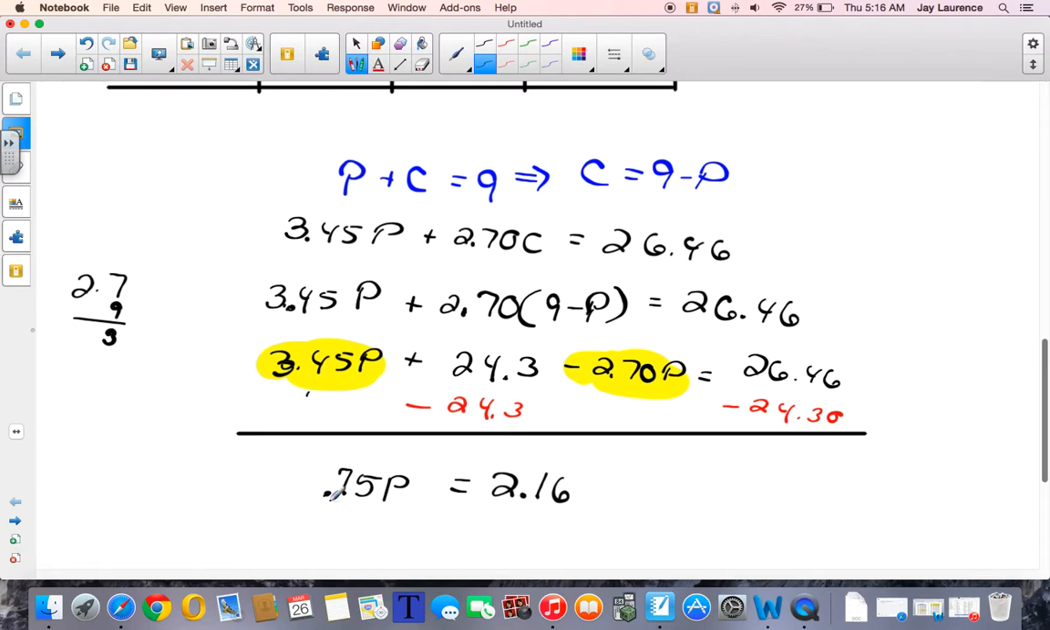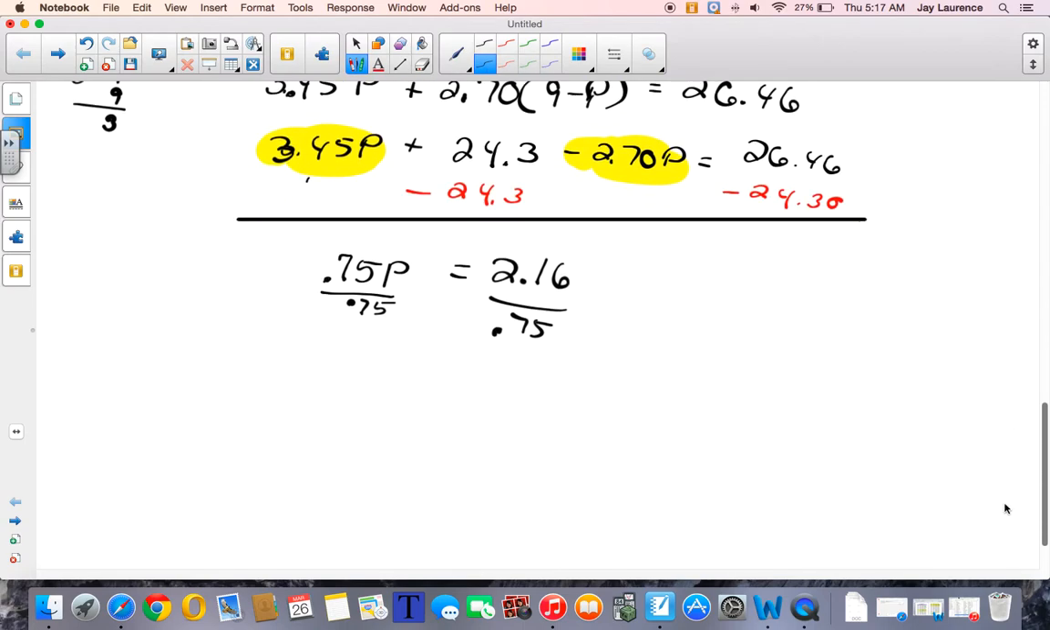Okay, so now I have to divide by 0.75, divide by 0.75, 75 hundredths. And so P will end up being, I think it's 288. Remember, I said I did this problem already, so I'm not doing that super quick. I just remembered. Yeah, 288 pounds of peanuts.